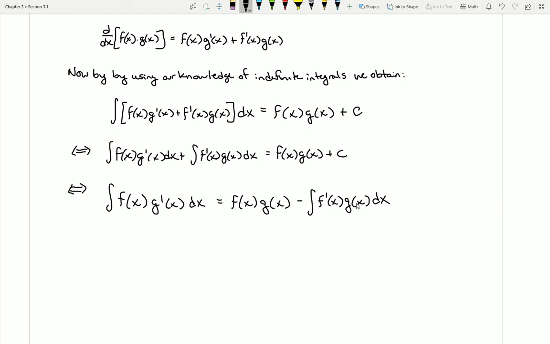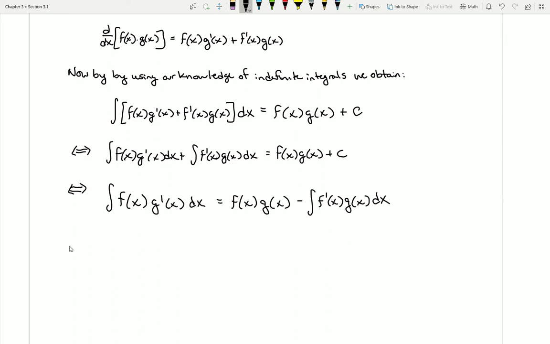You'll almost remember this as something similar to what happens in a u substitution, in that in a u substitution you start with a complicated integral, and after your substitution you still have another integral to evaluate, but your hope is that that new integral will actually be easier than the starting one.